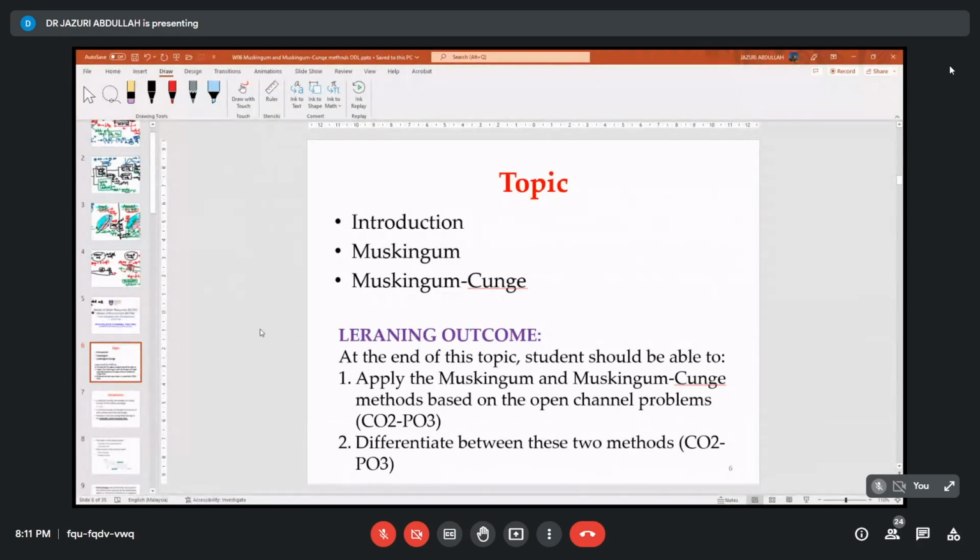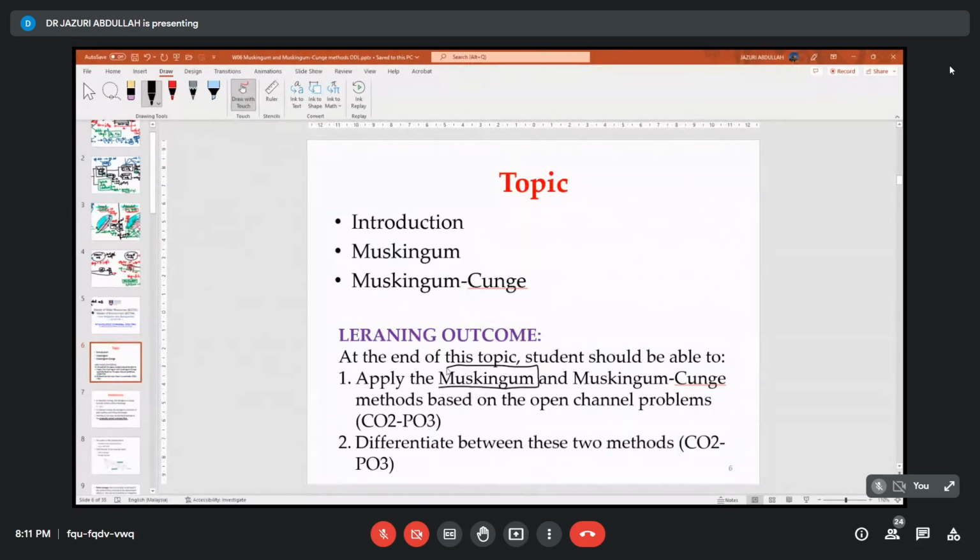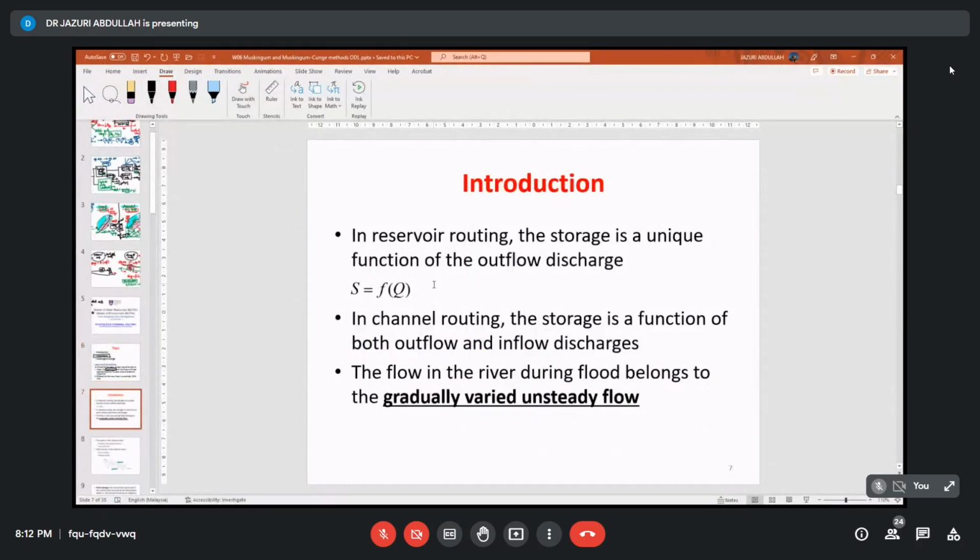So you should be able to apply Muskingum, and you should be able to differentiate between these two methods. Okay, tapi saya rasa saya akan go for the Muskingum sajalah, because not much different between Muskingum and Muskingum-Cunge method. So on this part, I will go with this. Okay, seperti yang saya telah explain, sebenarnya ini kita panggil dia sebagai gradually varied and unsteady flow.